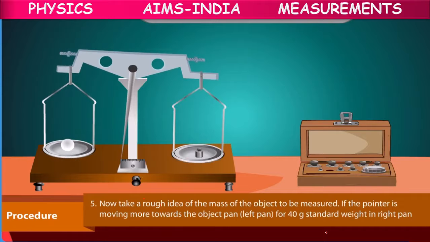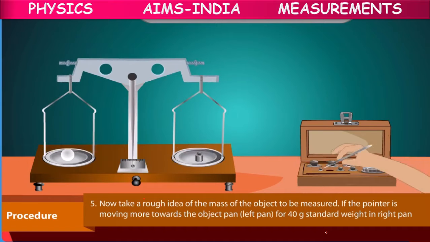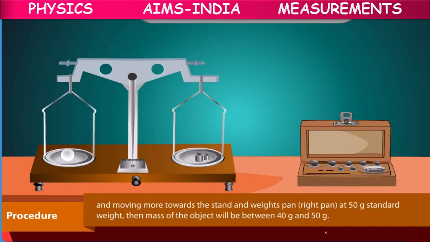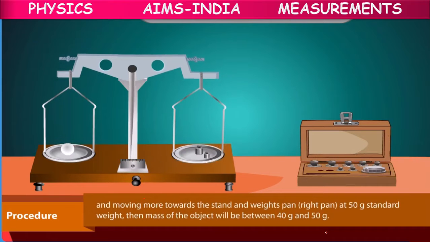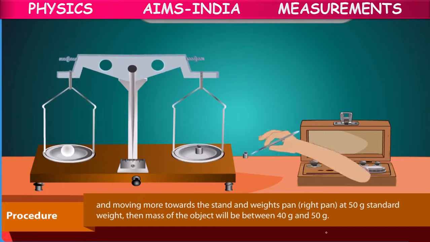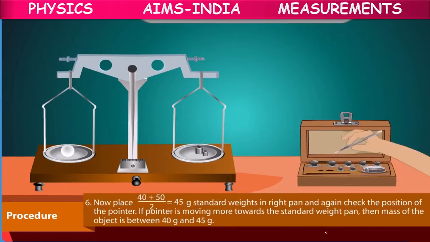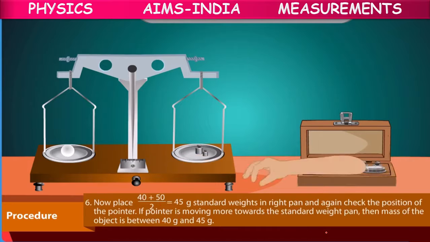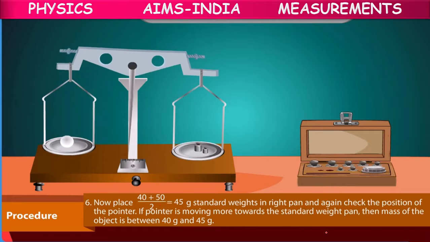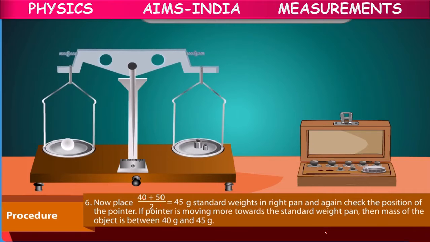If the pointer is moving more towards the object pan, left pan, for 40 gram standard weight in the right pan, and moving more towards the standard weights pan, right pan, at 50 gram standard weight, then the mass of the object will be between 40 gram and 50 gram. Now place (40 + 50)/2 = 45 gram standard weights in the right pan, and again check the position of the pointer.